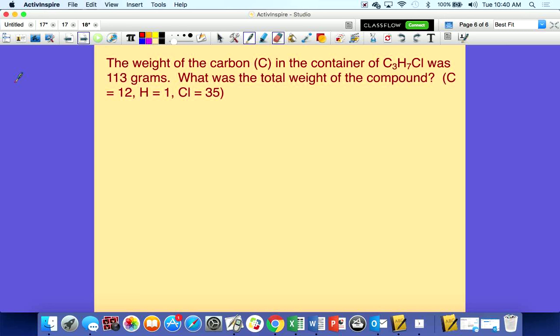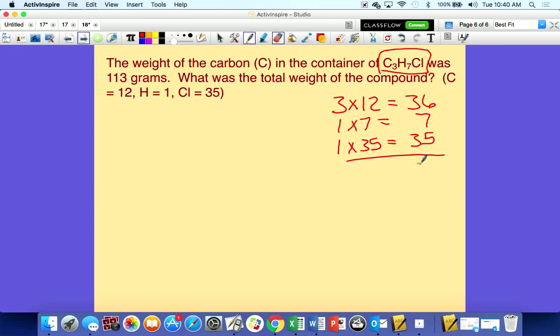All right, and what that proportion is going to look like is first we need to figure out exactly how much this entire thing weighs. So we'd have 3 carbons times 12 gives us 36 for those. Hydrogen is 1 times 7 gives us 7 for that. And 1 times 35 gives us 35 for that, so that gives us a total of 78.